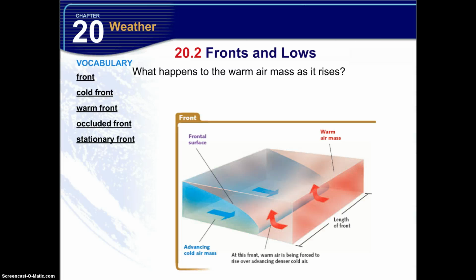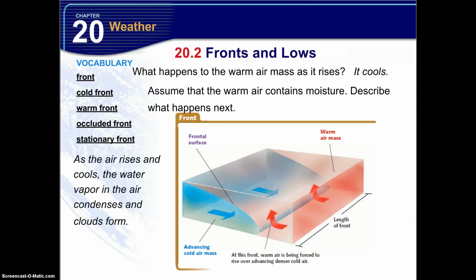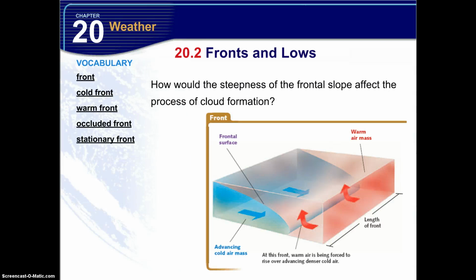So what happens to the warm air mass as it rises? Very good. The temperature starts to decrease. And assume the warm air contains moisture. Describe what happens next. You're going to have to think way back in this unit, a couple chapters ago. Starts with a C. Condensation begins, so as the air rises and cools, the water vapor in the air condenses and forms clouds.